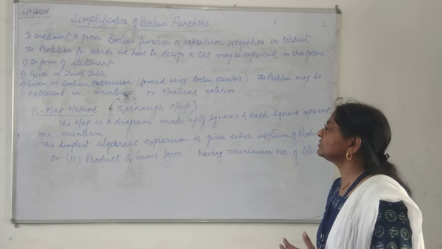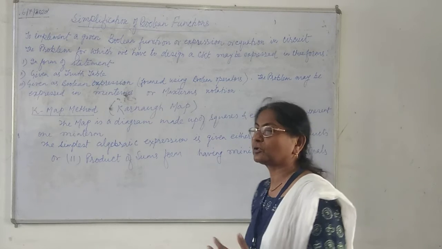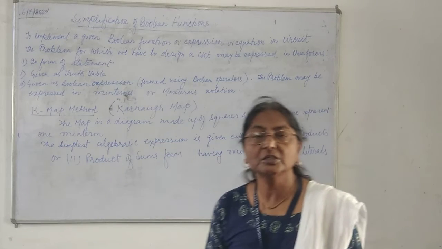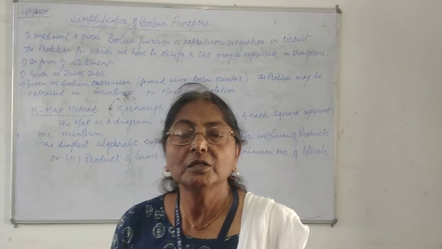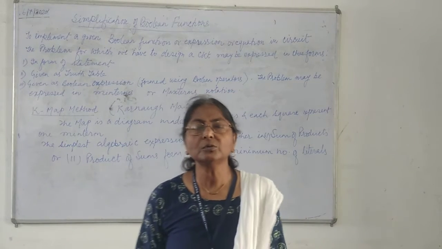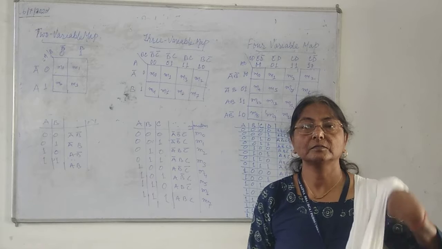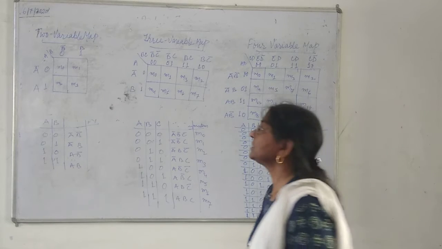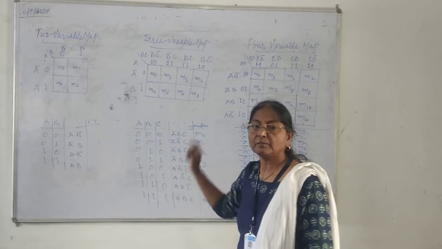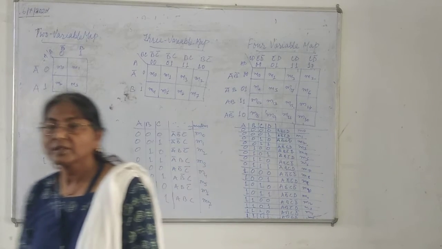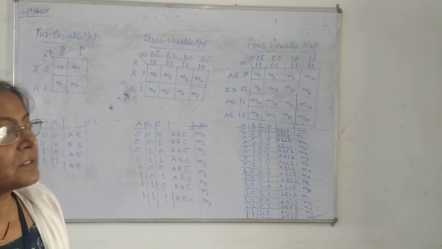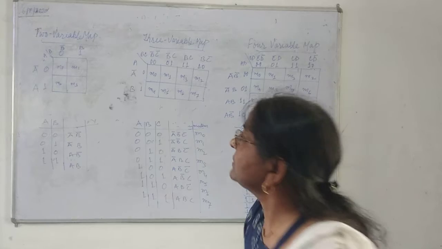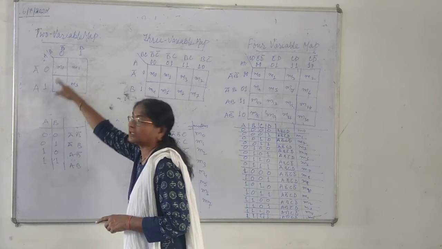And what is the K-map? The map is a diagram made up of squares, where each square represents one minterm. Each square represents one minterm. Here I am going to explain how I can make a 2 variable K-map, 3 variable K-map and 4 variable K-map. If there are 2 variables, how many possible binary patterns? 2 to the power 2 is equal to 4. So in this map there are 4 cells.